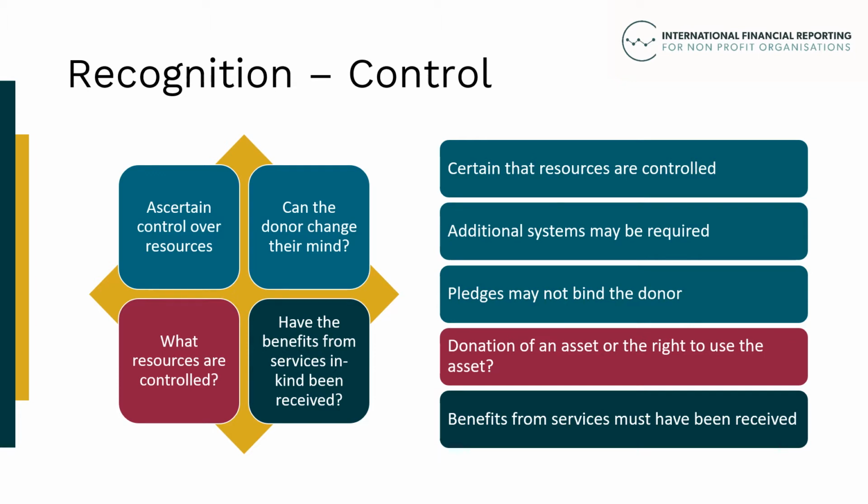In order to recognise revenue from services in kind, the NPO must control the benefits from those services. When services are provided, the benefits are often consumed immediately. For example, when a volunteer helps distribute food at a food bank, the NPO benefits from those services at the time the volunteer provides their services. It can be difficult to determine whether an NPO has control of services, but if the NPO has received the services and has benefited from them, it will generally have had control of them.